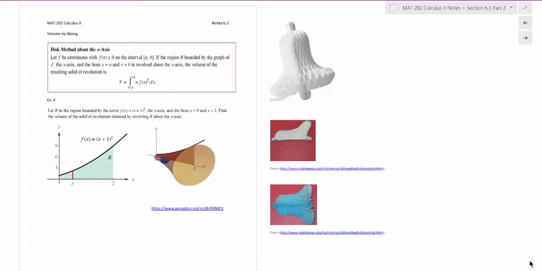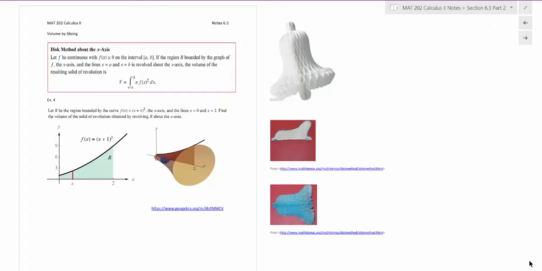Okay, the second part of this section, we're going to look at the disk method. And what this does is it gives you a volume when you're revolving a particular function around an axis.